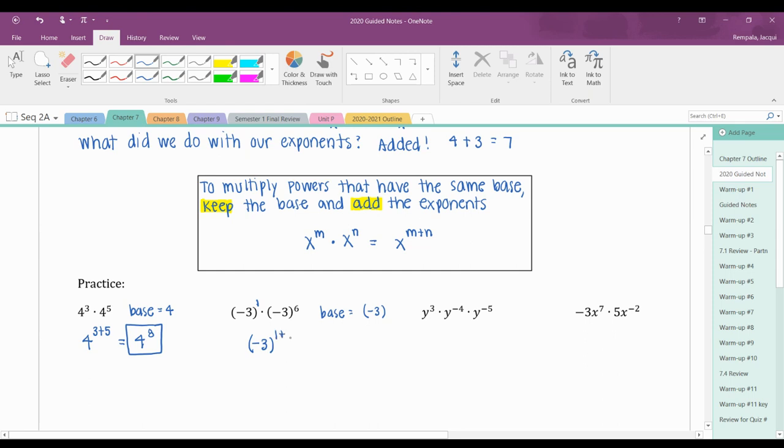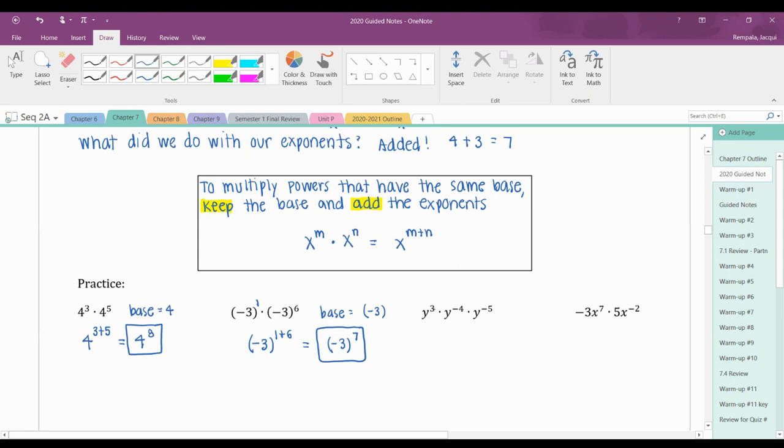So I add the exponents of 1 and 6 together. Hopefully we're okay that 1 plus 6 gives us 7. We keep the negative 3 in parentheses, and it's raised to the 7th power. That is our answer.